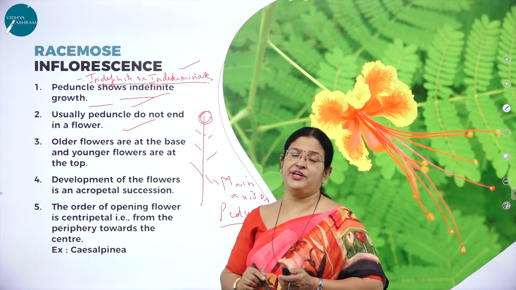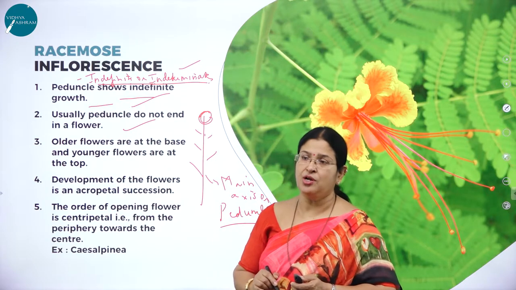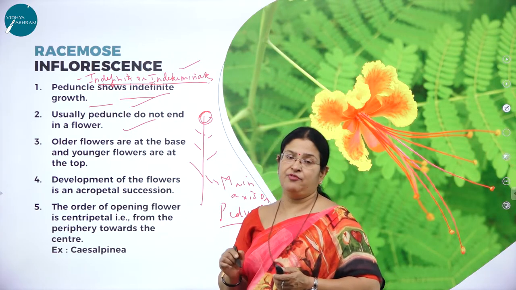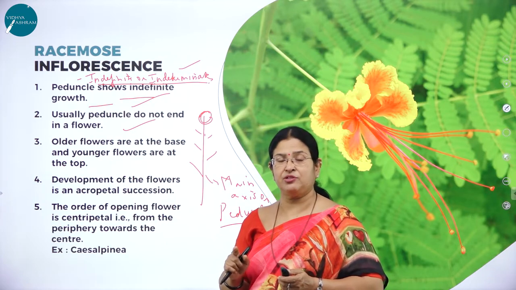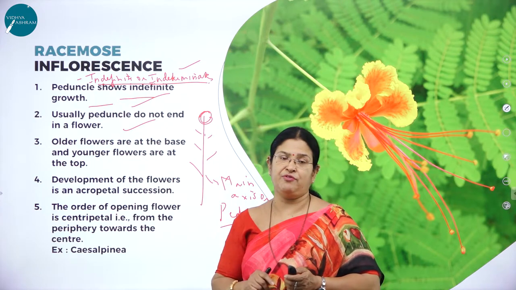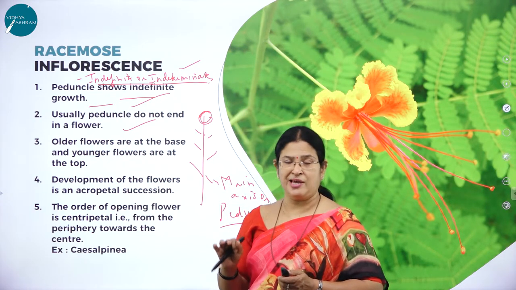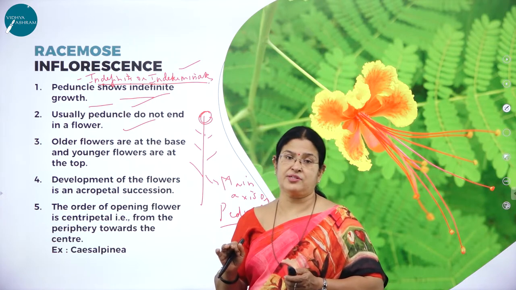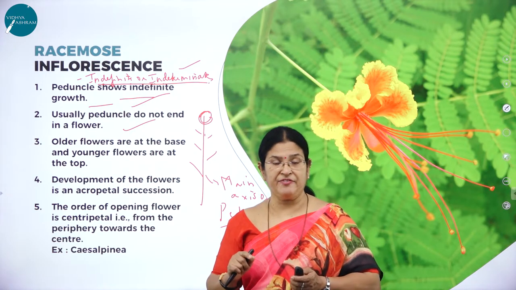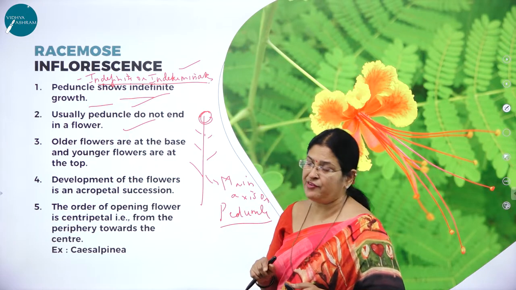So what is the first very important feature of a racemose? This is also very important from the examination point of view. What is inflorescence? The mode of arrangement of flowers on the floral axis called peduncle is called inflorescence. What are the two types of inflorescence? One is called racemose inflorescence. The other one is called cymose inflorescence. Racemose inflorescence is also called the indefinite type of inflorescence, or the indeterminate type of inflorescence.